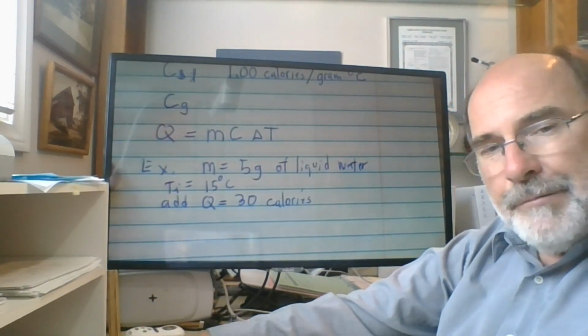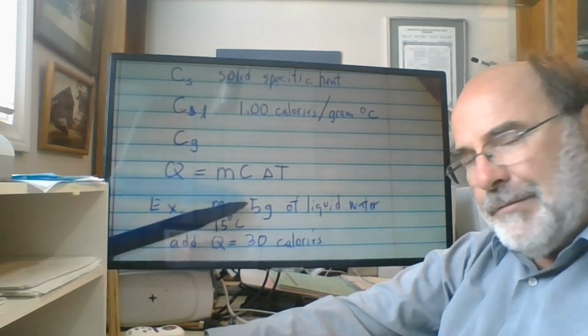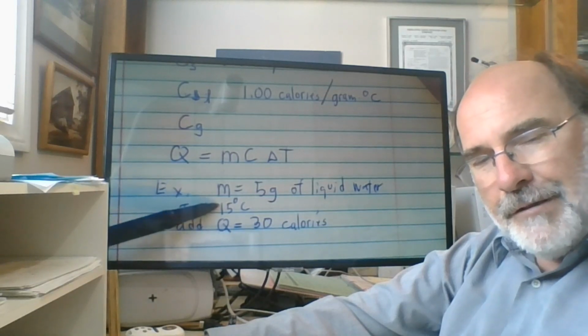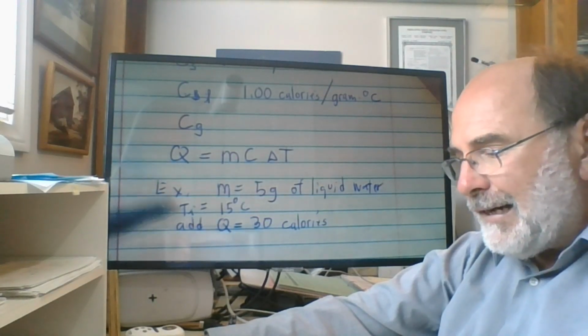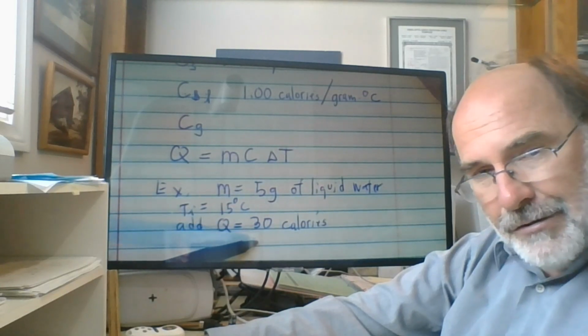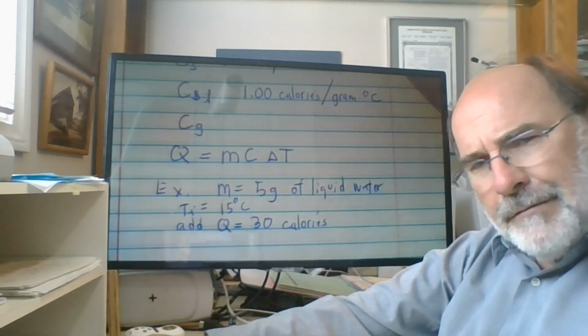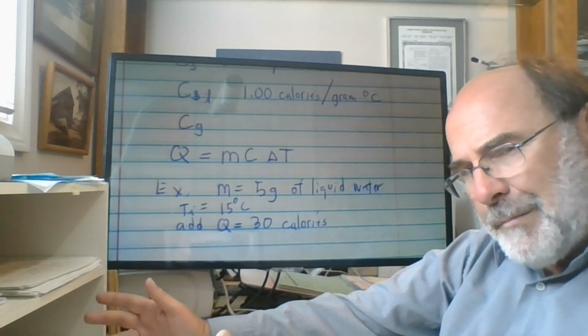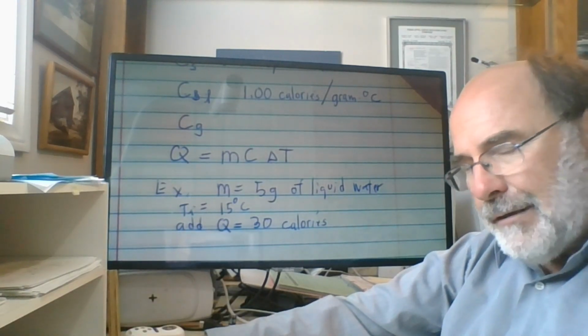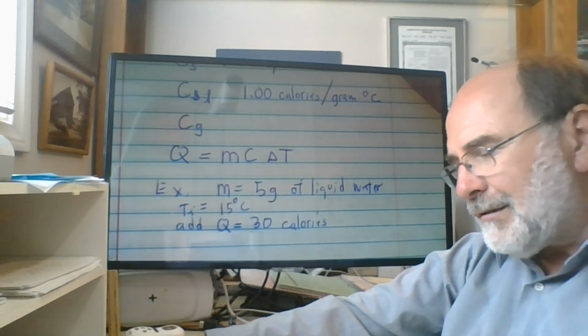So back to my example. If I had 5 grams of liquid water and it's initially at a temperature of 15 degrees, and I add 30 calories of heat energy to that water, the question is, what will be the final temperature of that water? Pause, figure it out. I'm just going to keep going.